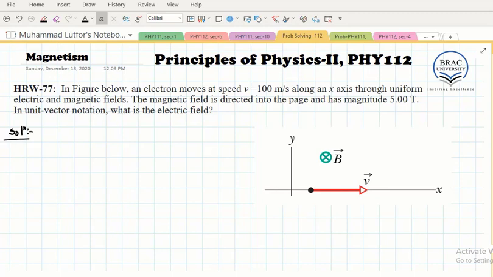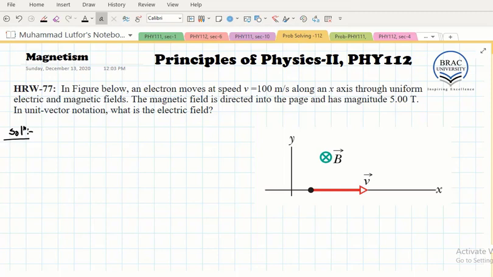In this problem we say that an electron is moving in the x direction with a speed of 100 meters per second through a uniform electric and magnetic field. It means that the electric and magnetic fields are not going to change. The magnetic field is directed into the page and has a magnitude of 5 Tesla. Now we have to find the electric field in unit vector notation.